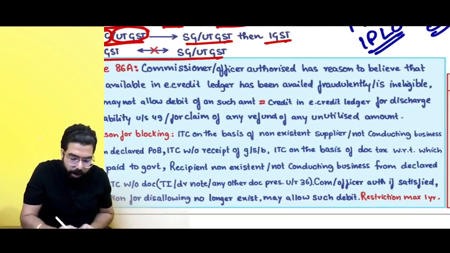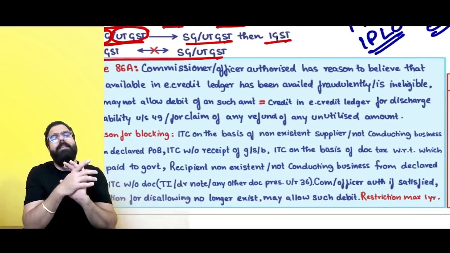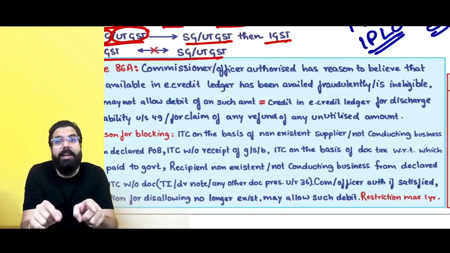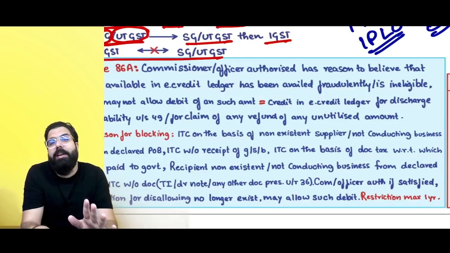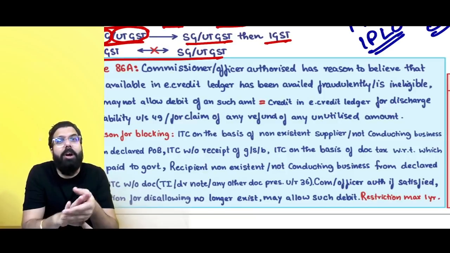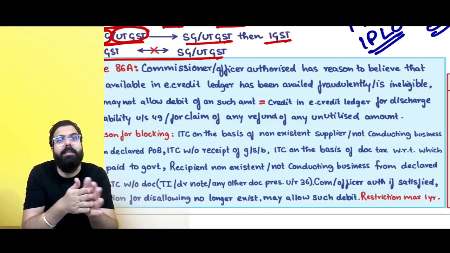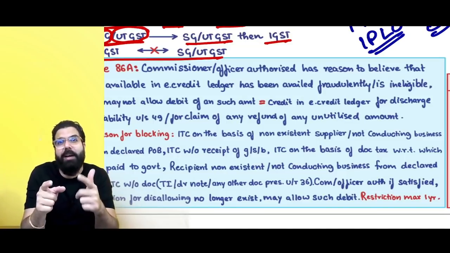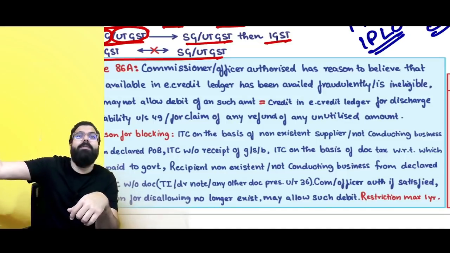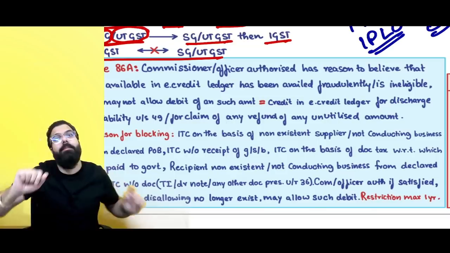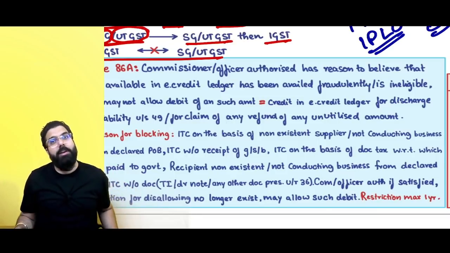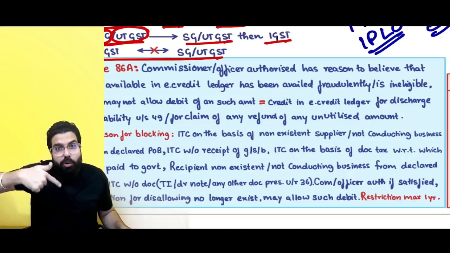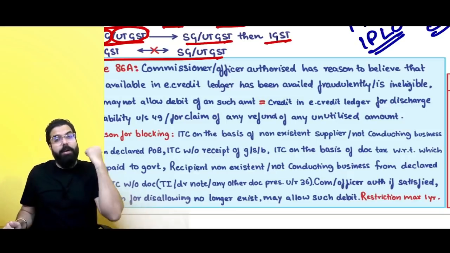Now, we have Rule number 86A. Rule 86A goes ahead and says, if you have gone ahead and taken some ITC on which the officer feels that you should not have taken, then the officer will go ahead and block that credit. For example, you have gone ahead and taken some credit on the basis of a bogus invoice. An officer has gone ahead and traced the supplier of that bogus invoice. The officer will go ahead and block the credit in your e-credit ledger, saying the supplier had issued a bogus invoice. You took the credit on the basis of a bogus invoice. We will block the credit.